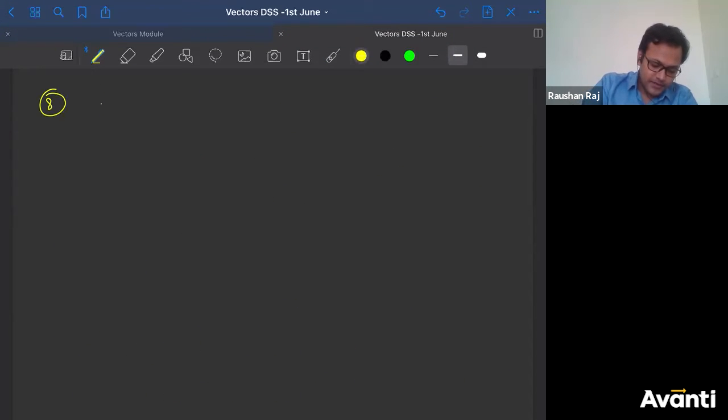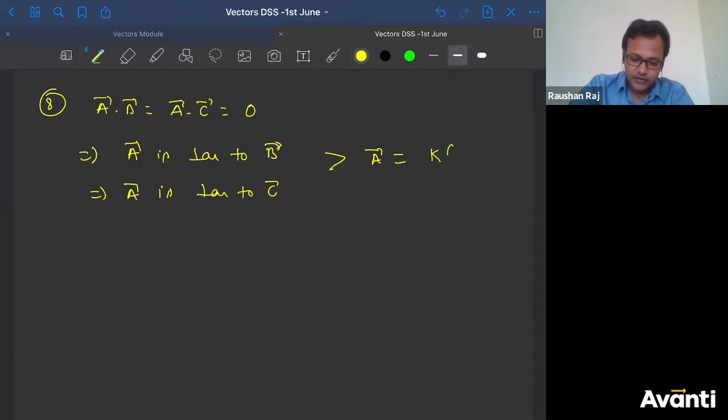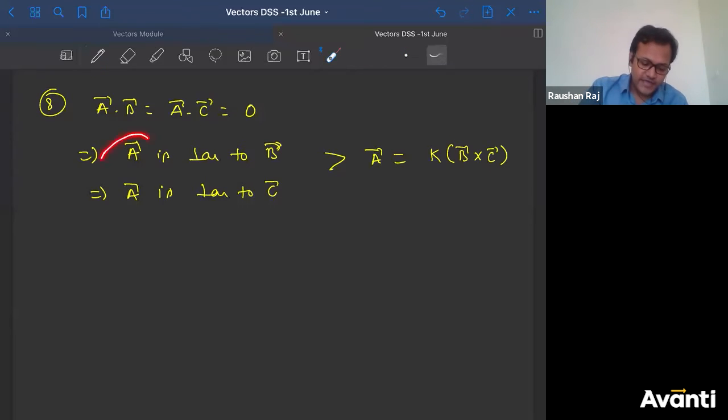Question number 8, that A dot B is equal to A dot C is equal to 0. What does that mean? That means A vector is perpendicular to vector B, and similarly, what will we write? A vector is perpendicular to vector C. That means A is perpendicular to B and C as well. So similarly, I can write vector A as some constant K into B cross C, because direction of A is what? Perpendicular to B and C. I can write like this.